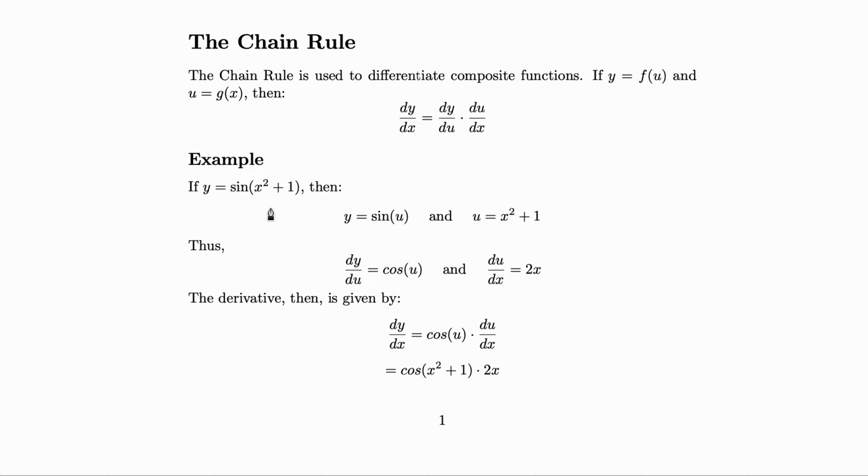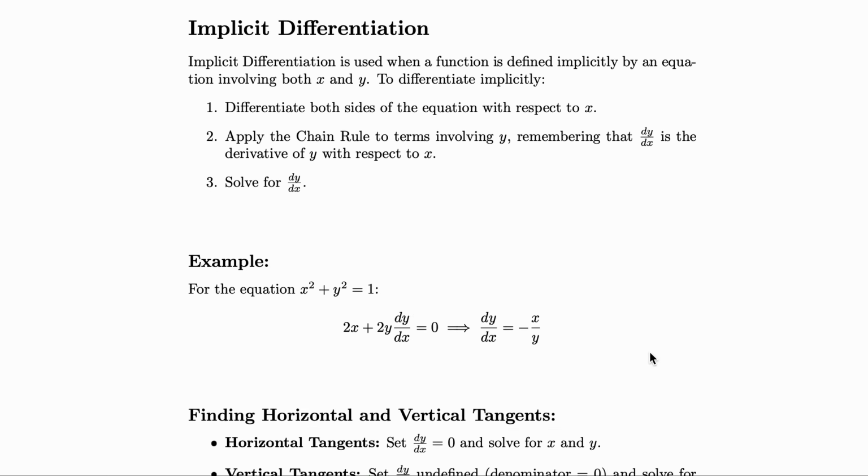Basically, whatever my inner function is, I let that equal u, which is what I did here, and then I let my outer function equal y. Then I take the derivative of both of those using this formula, and I evaluate. I'm not going to go through all of that now because I don't want to go too in depth. I'll do a separate video on the chain rule, but that's the first technique that you will need to know.